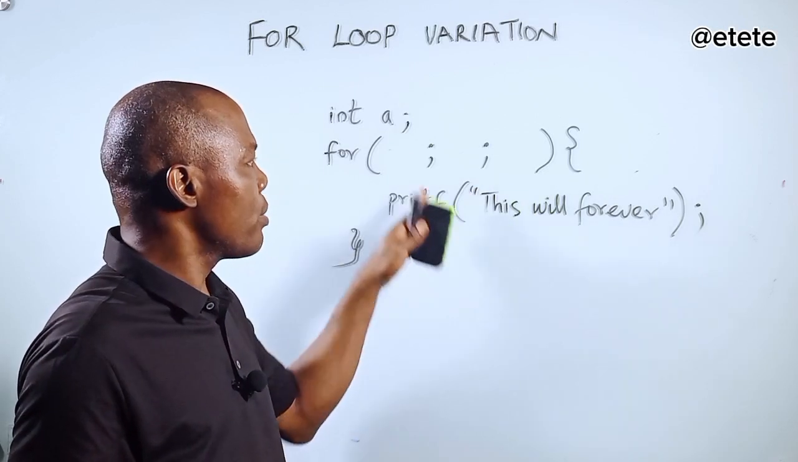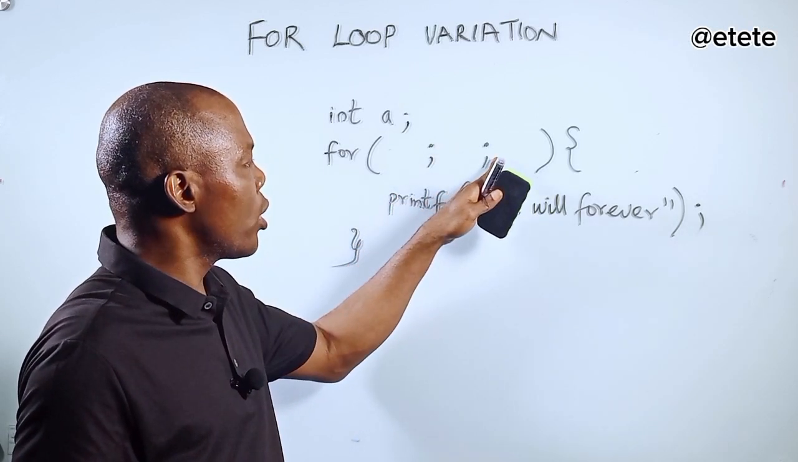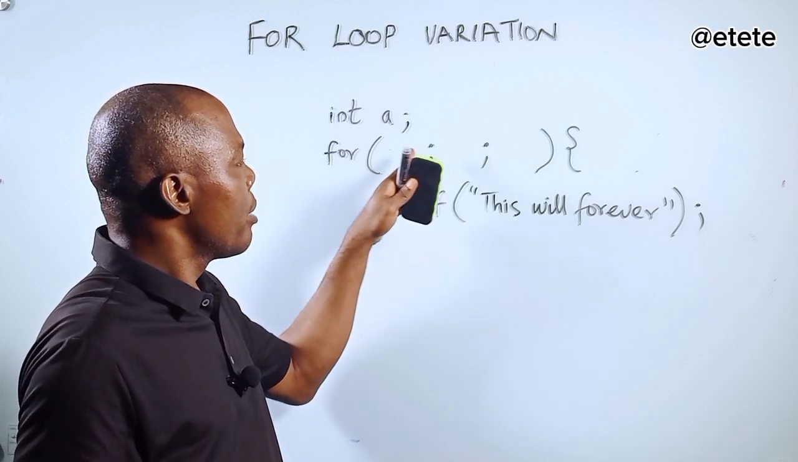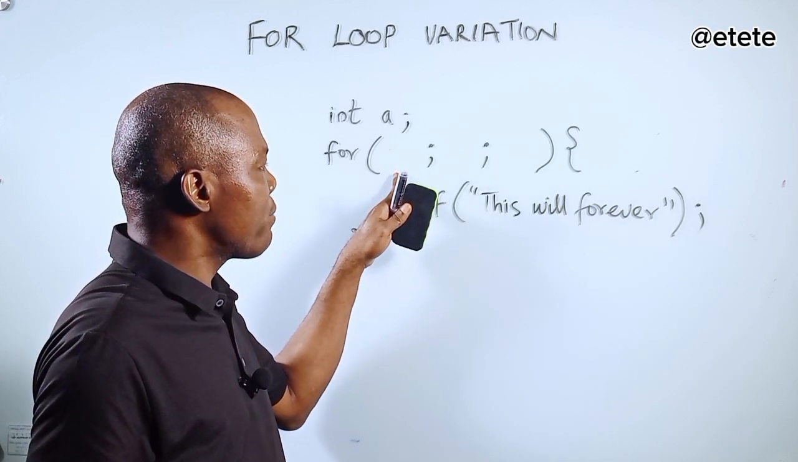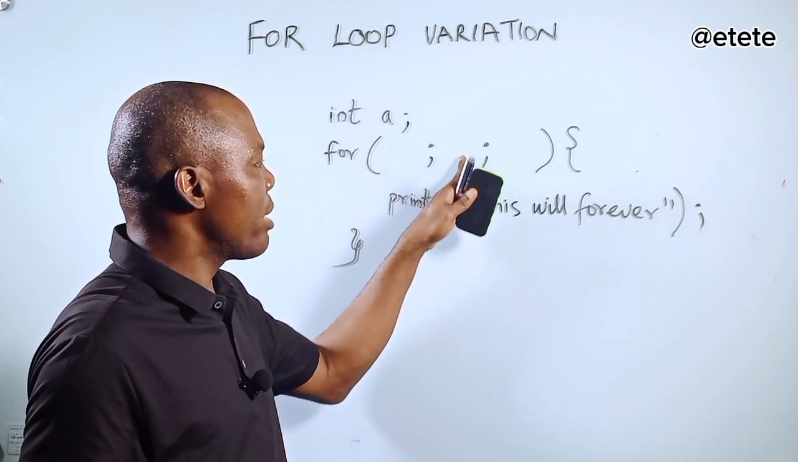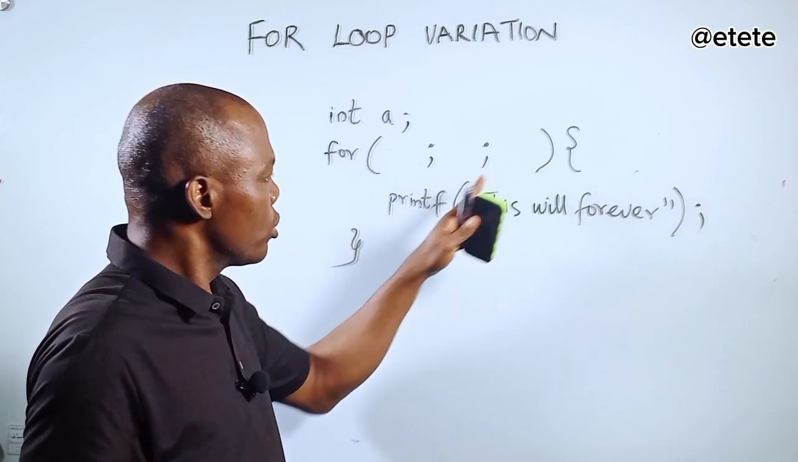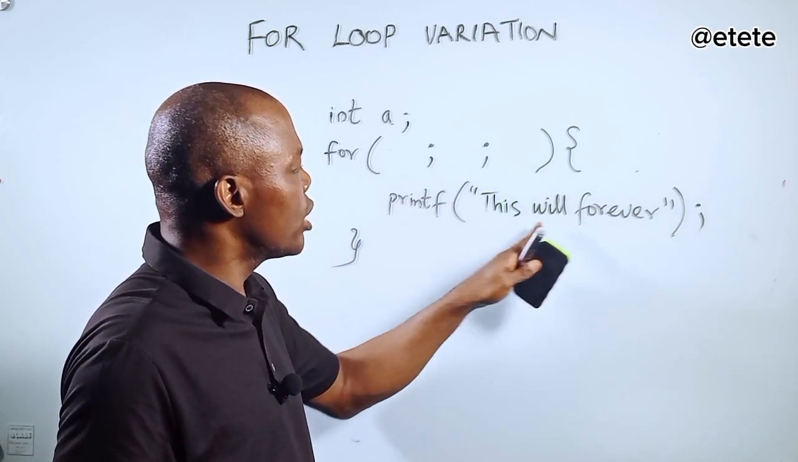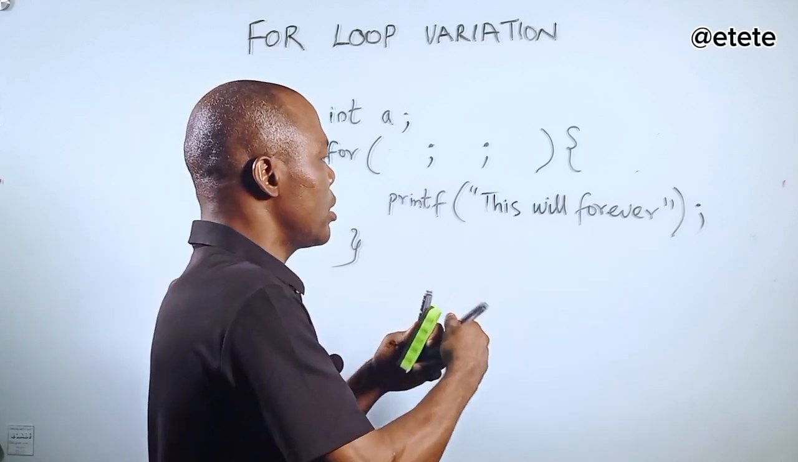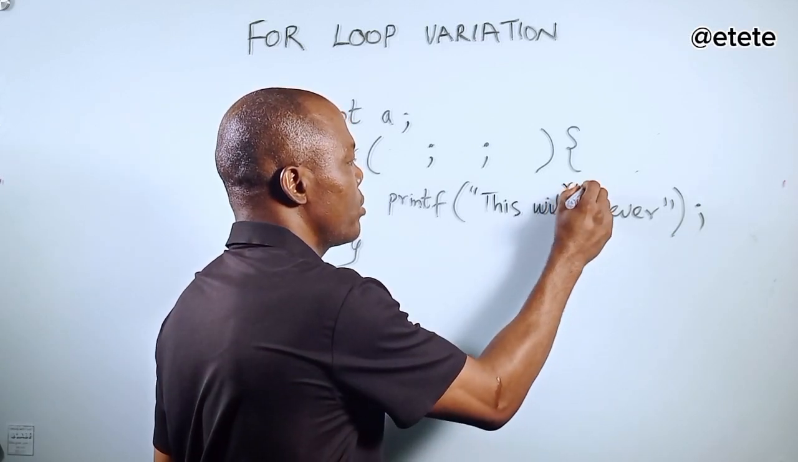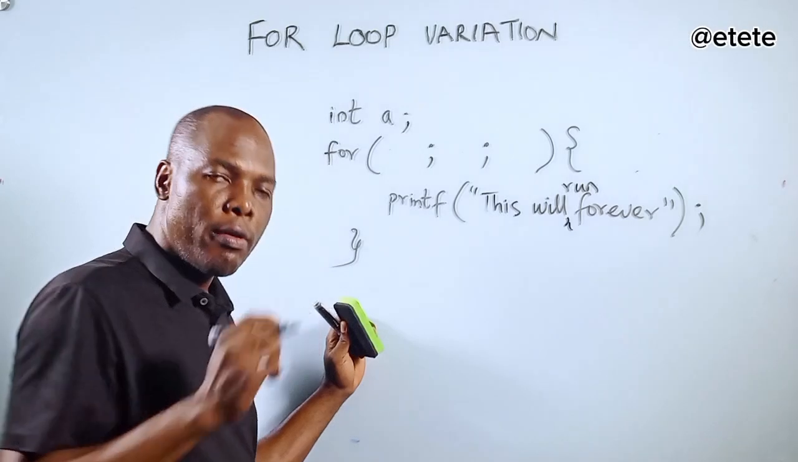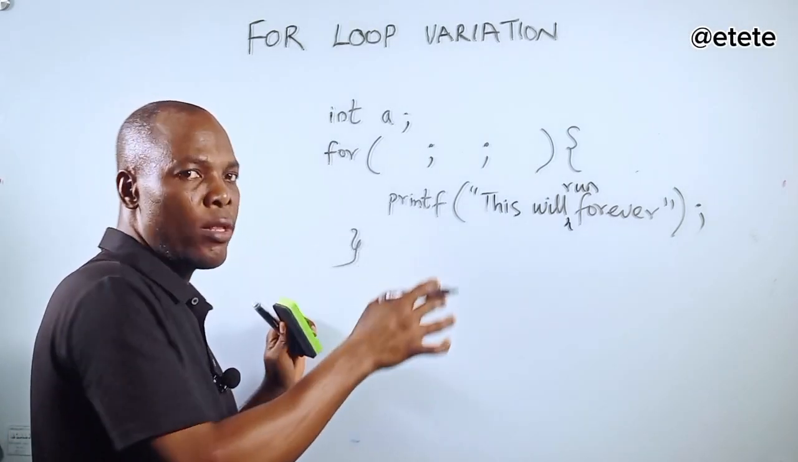So this is another form. You must always have this semicolon. But you might not necessarily have something at the initialization point. You might not have something at the condition point, and you might not have something at the update point. So this will print out, this will run forever. So I'll just put that, this will run forever. This is an infinite loop.